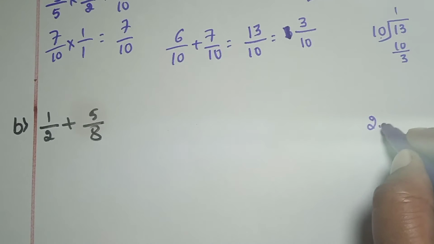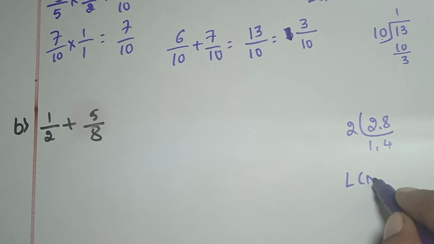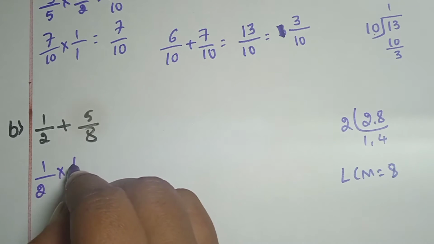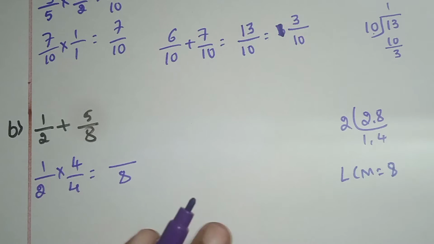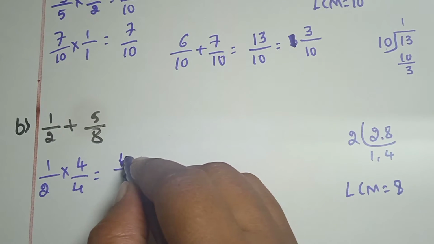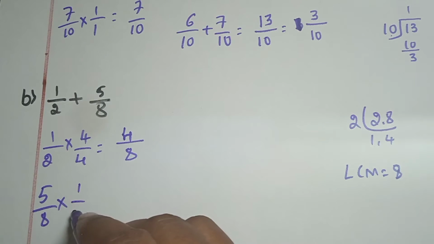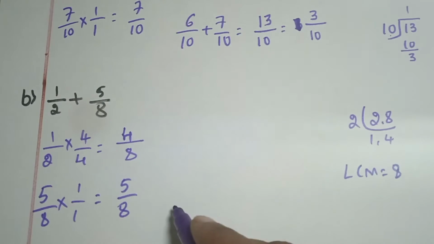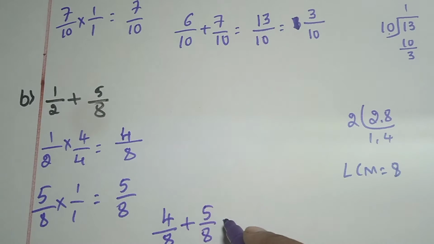Yes, let us go for second question. Same thing, children. 2 and 8. What is the LCM for 2 and 8? 2 4s are 8. That is LCM is also 8. How to convert this one? 1 by 2 into 4 by 4 to get 8. 2 4s are 8. That is 4 by 8. 5 by 8, no need to multiply with another number. We should multiply by 1 only. Let's add the fractions, children. 4 by 8 plus 5 by 8. That is 4 plus 5, 9 by 8.